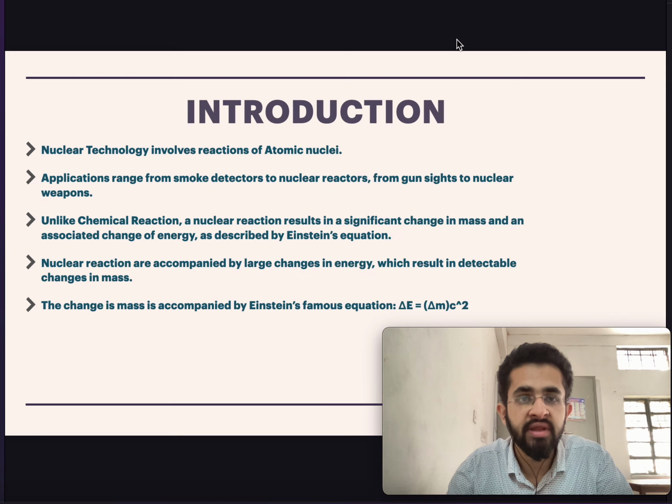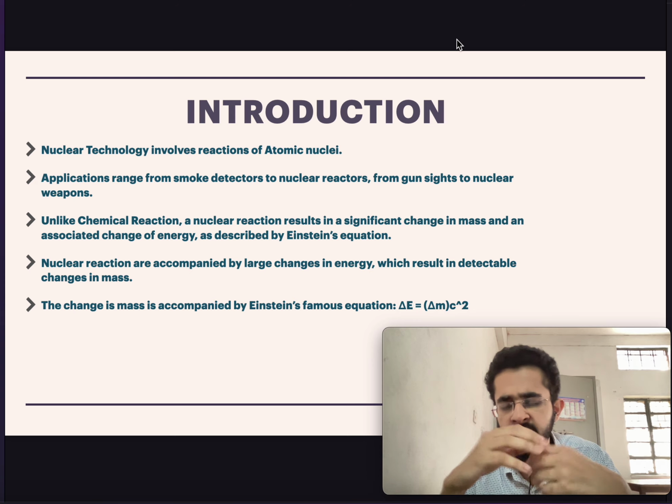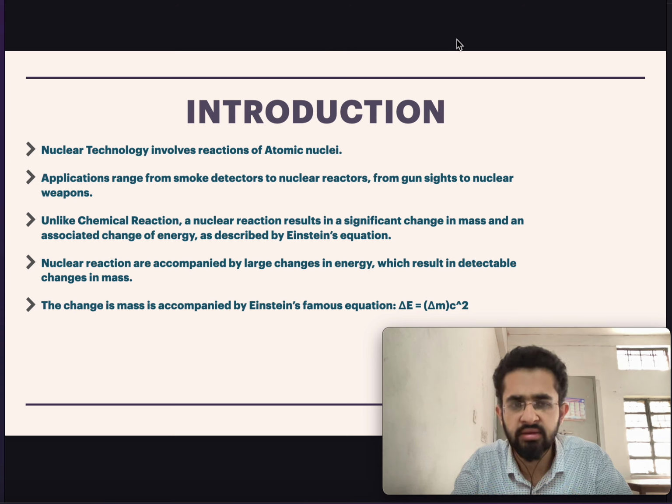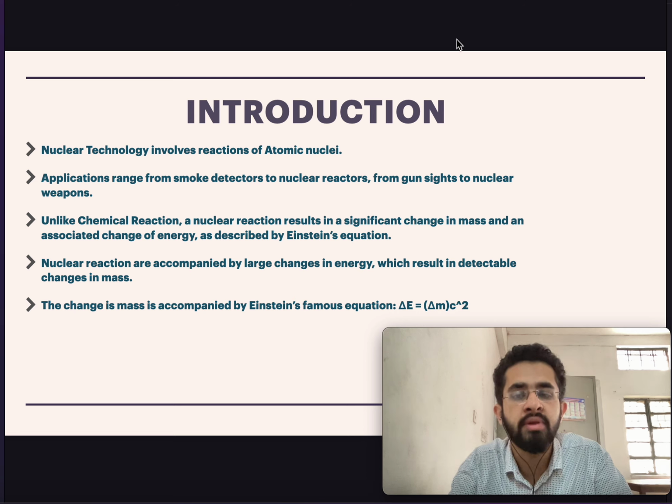So let's begin. Introduction. Nuclear technology involves reactions of atomic nuclei, whereas in chemical reaction, usually electrons of the outer orbit take part in the reaction, called the valence electrons. But in nuclear science, the atomic nuclei take part. The applications range from smoke detectors to nuclear reactors, from gun sites to nuclear weapons.